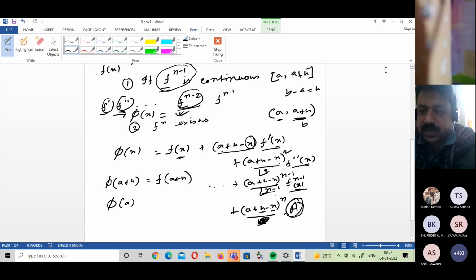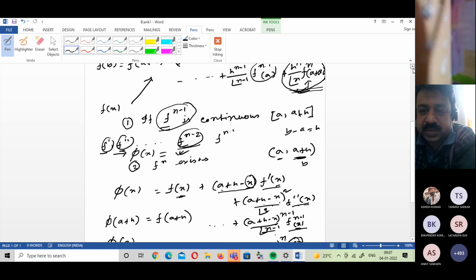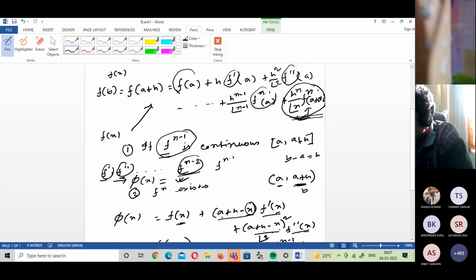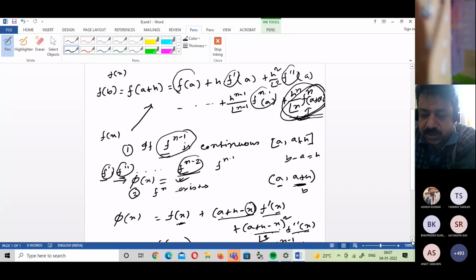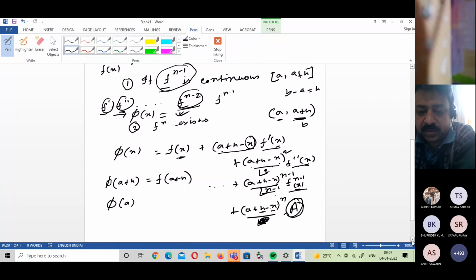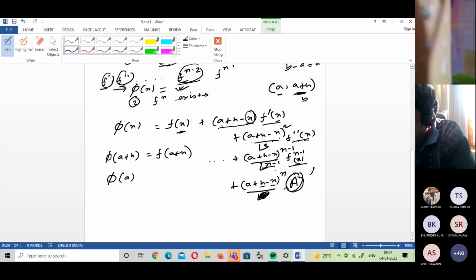So if you match with the previous, if you can prove that capital A is f n of a plus theta h by factorial n, then it can be proved. And also Rolle's theorem can be imposed on it. Now you have enough option to supply the value of capital A externally. So you can easily assume that you have put the value of capital A in such a way that phi of a equals phi of a plus h.